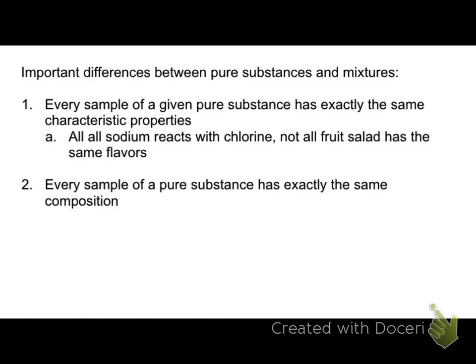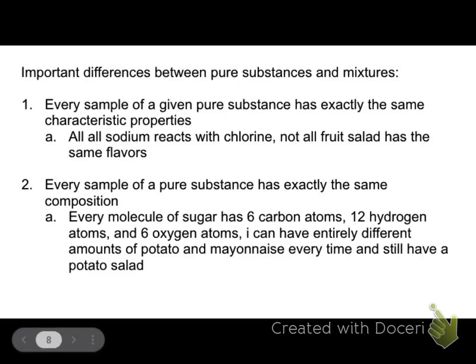2, every sample of a pure substance has exactly the same composition. Okay? So that means if I have a molecule of sugar, it always has 6 carbon atoms, 12 hydrogen atoms, and 6 oxygen atoms. It doesn't matter how much potato I put in a potato salad, it's still potato salad. But if I change any of those amounts, if I had only 5 carbon atoms, 12 hydrogen atoms, and 6 oxygen atoms, I would no longer have sugar. It would be something different. So, another important difference.